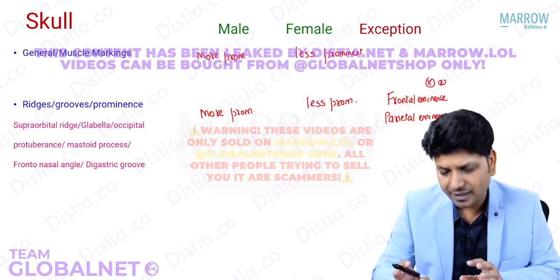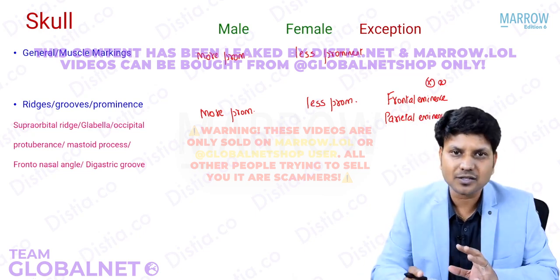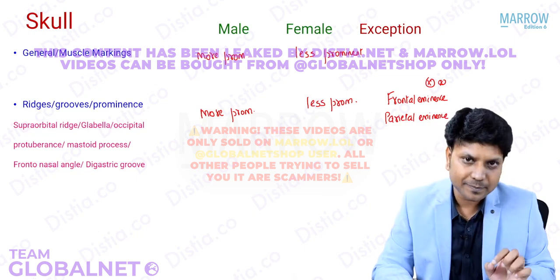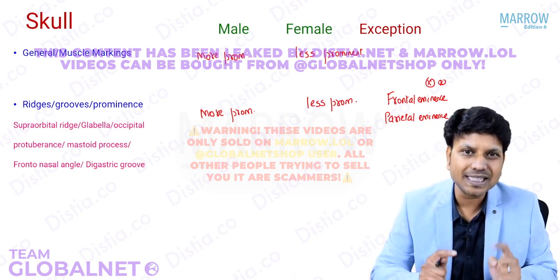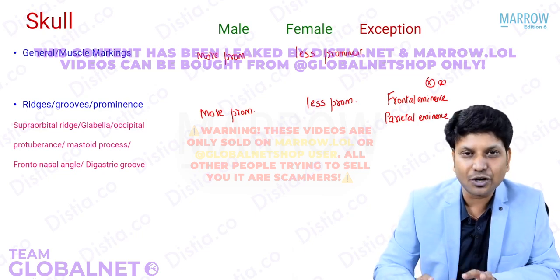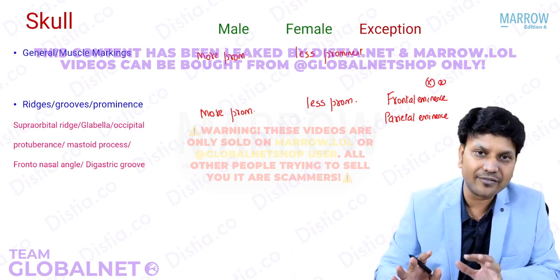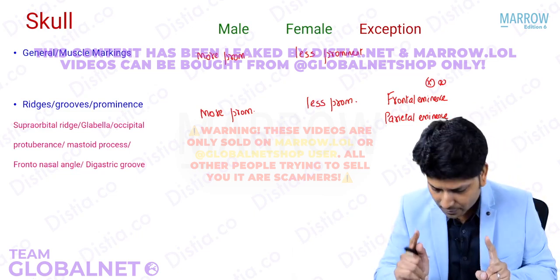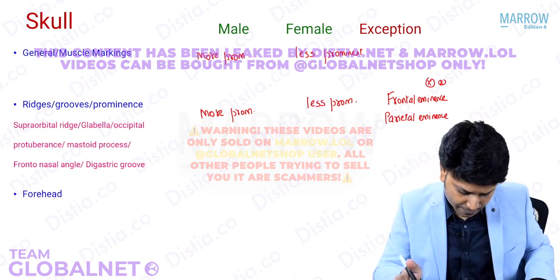So they can ask you like this: all the following characters are of male bone except, prominent frontal eminence, prominent parietal eminence. That is not a feature of male bone. That is a feature of female bone. So that we have to understand. This is one important point that we have to understand for examination purpose.